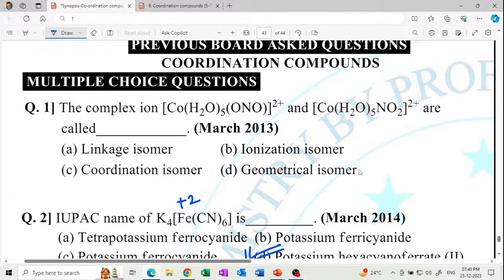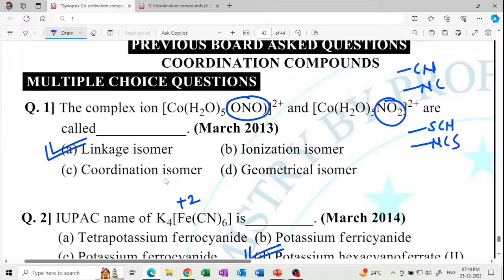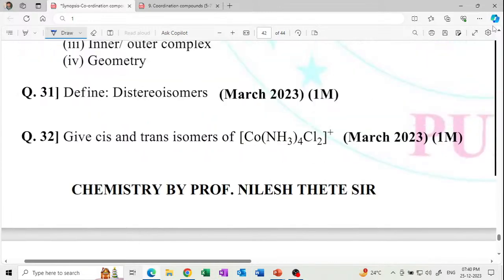The complex ions [Co(H2O)5ONO] and [Co(H2O)5NO2] are called what? These are ONO and NO2. ONO and NO2 are linkage isomers. Linkage isomerism is shown because of ambidentate ligands like cyanide and isocyanide, SCN and NCS, NO2 and ONO. Only when an ambidentate ligand is present will such linkage isomerism be shown. Get it? So these are very easy questions.